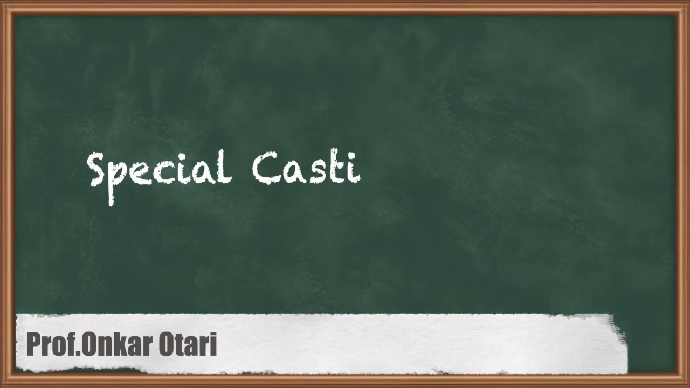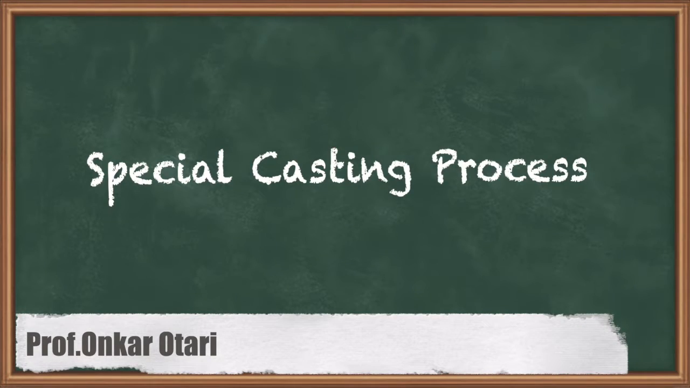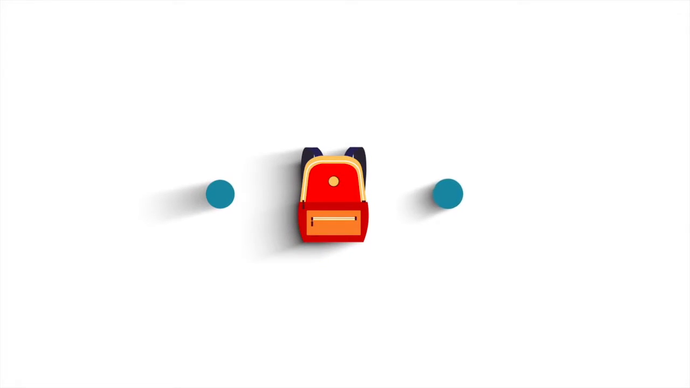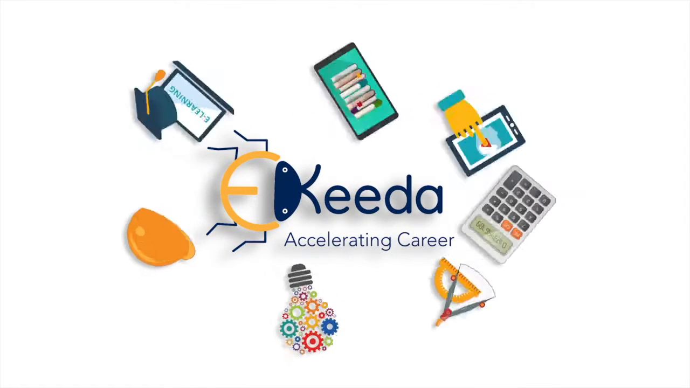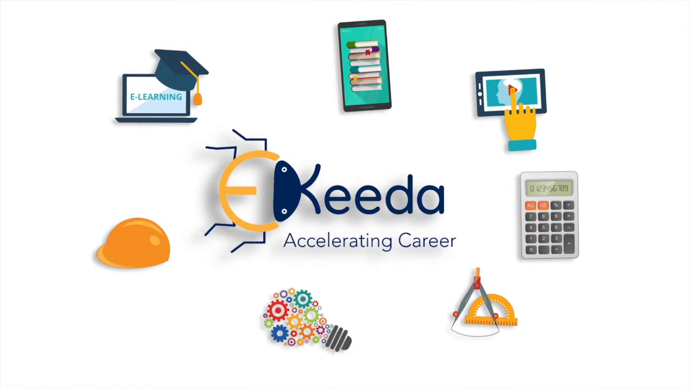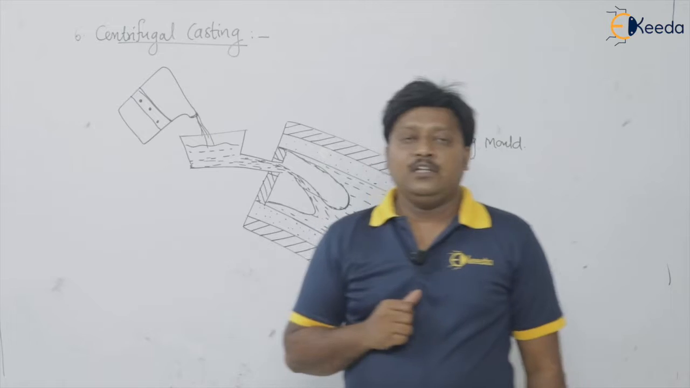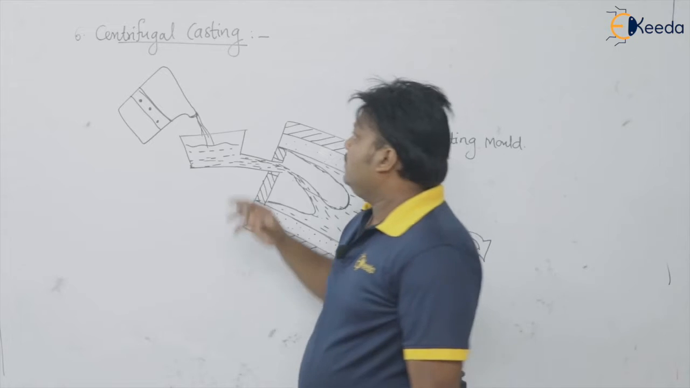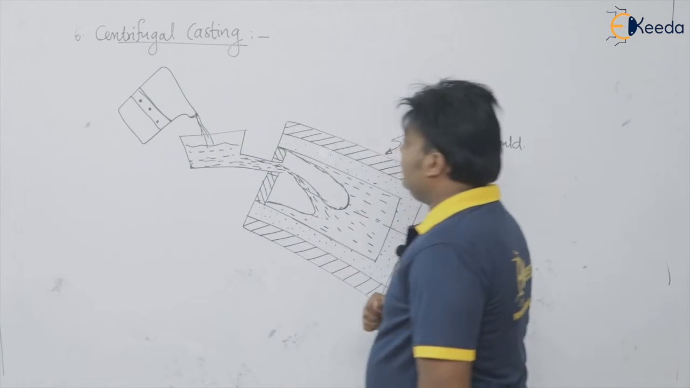Dear students, we have seen till now the slush casting, shell molding, ceramic molding, investment casting and die casting techniques. Now the next casting technique we are going to see is the centrifugal casting technique. You can see the diagram here.